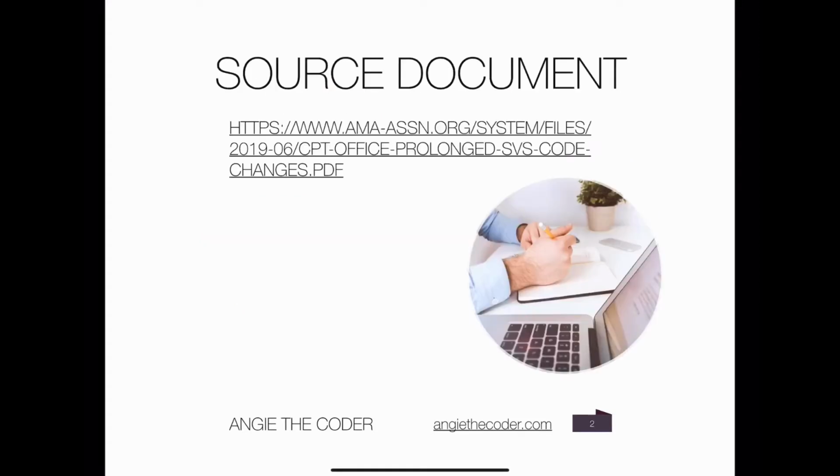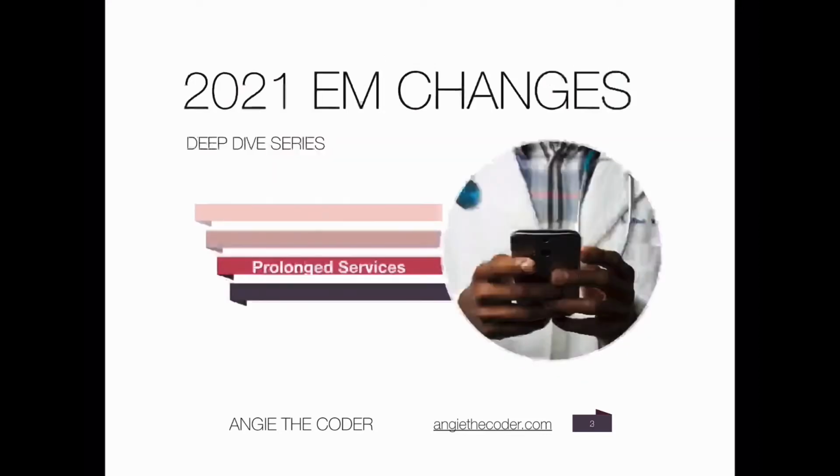So if you're following along, you probably know this already, but the source document that I'm using for this video is from the AMA. The link is on the screen in front of you and also in the description box below the video. So I do recommend that you download that, and you can use it to follow along with me, or it's just something that you're going to need in the future for these 2021 changes. So today, let's just jump right on into prolonged services.